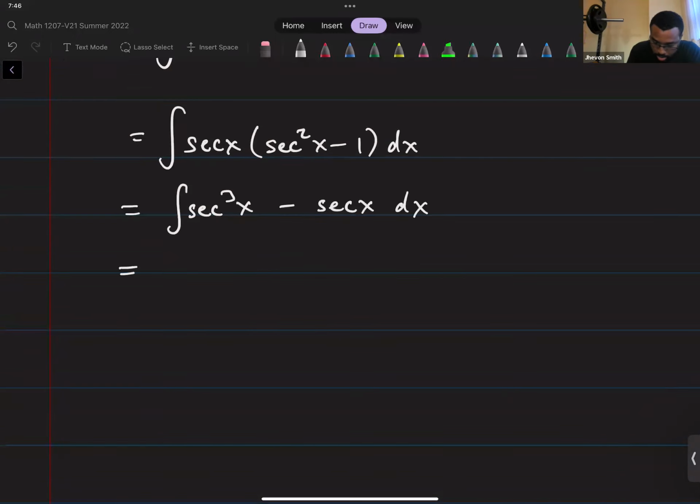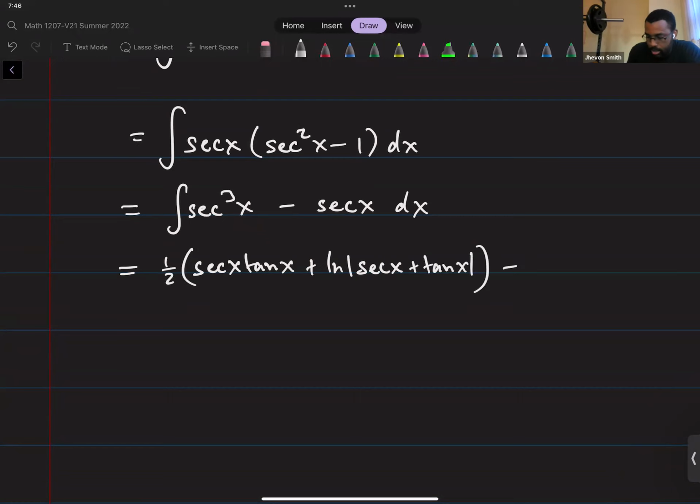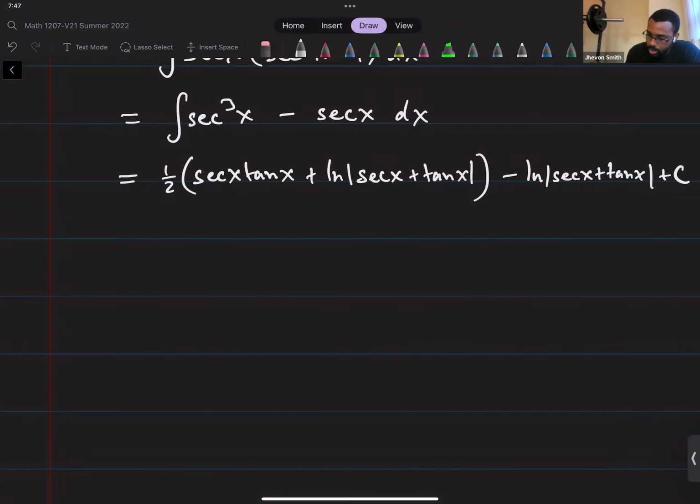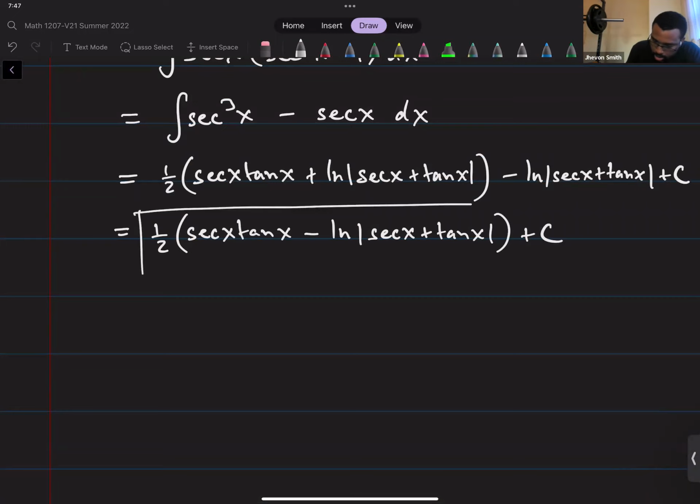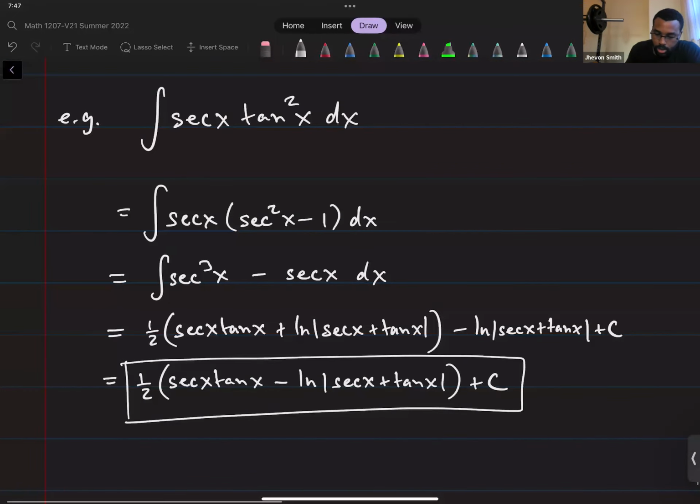Yeah, and secant cubed is a basic rule. You know, that's 1/2 secant x tangent x plus ln of secant x plus tangent x, minus the integral of secant x, which is ln of secant x plus tangent x, plus c. And we can have a plus 1/2 the ln minus the ln, that's just negative 1/2 the ln. So we can do this. Still contract things a little more. Yeah.